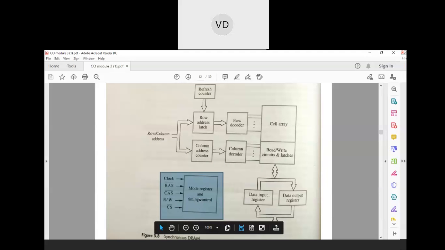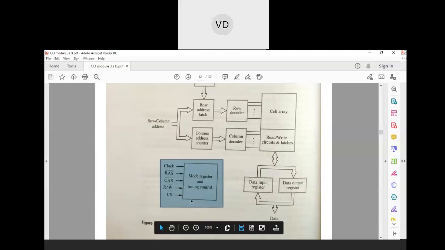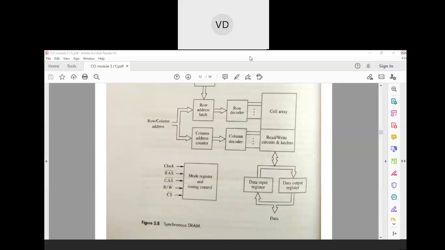This is synchronous DRAMs, dynamic RAMs. What is synchronous dynamic RAMs here is that every signal is generated with the help of the clock signal. We are going to generate all these signals here. So the procedure is the same. What this mode register will do, we'll see a bit later.